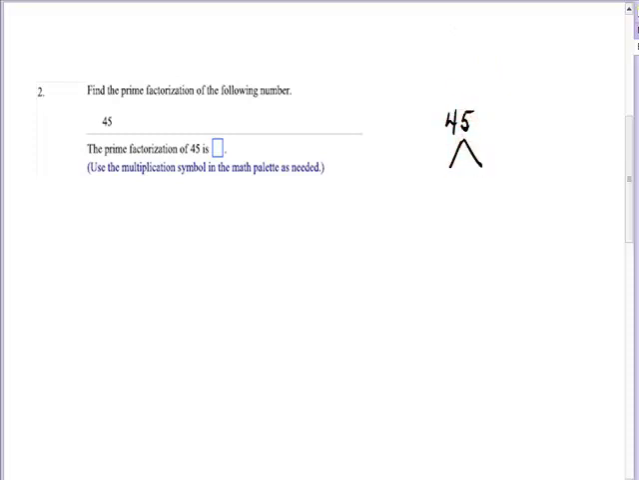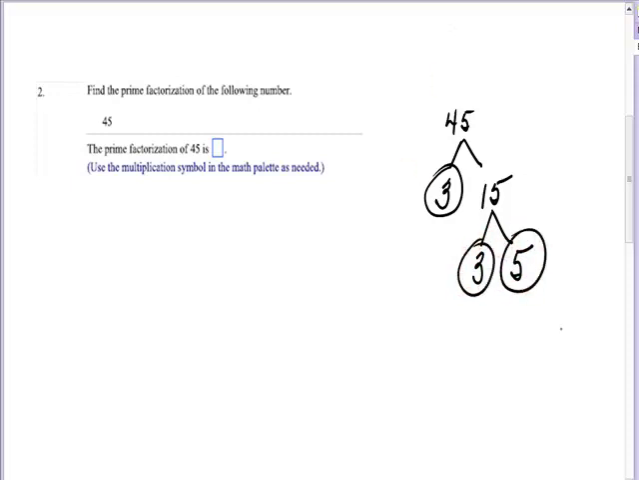All right, will 2 go into 45? No. Will 3? Yes, because 4 plus 5 is 9. 3 goes into 9, so 3 is going to go into 45. 3 goes in there 15 times. Is 3 a prime? Yes, circle it. Is 15? No. 2 won't go into it, but will 3? Yes, it's 3 times 5.